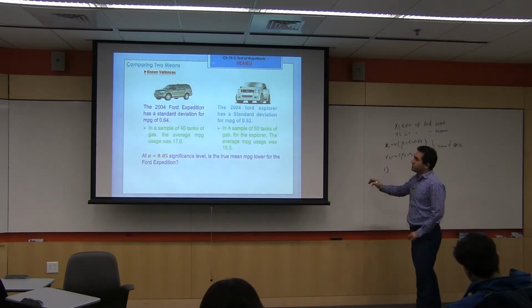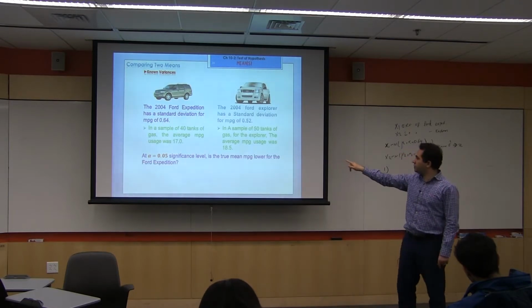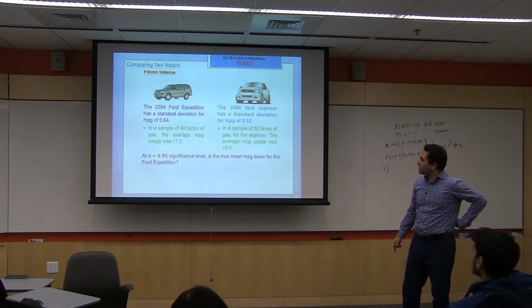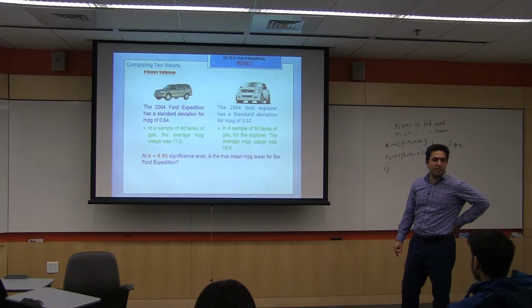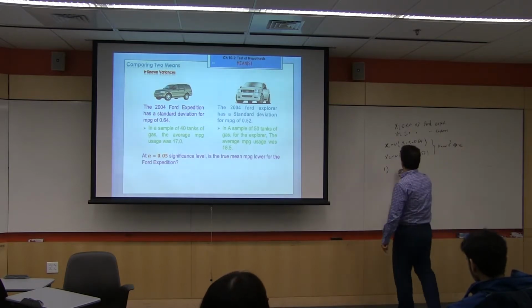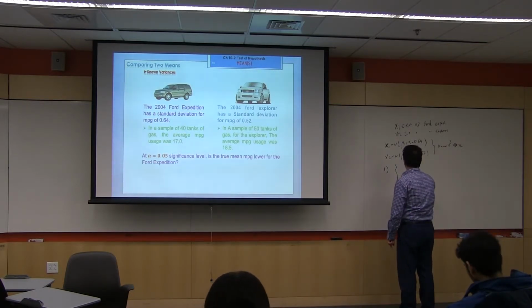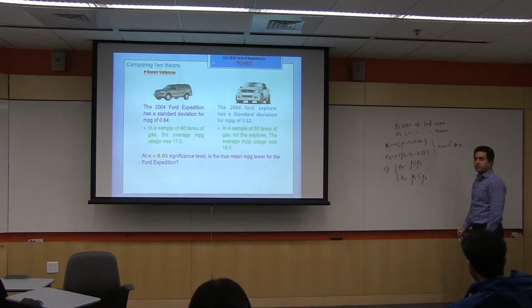First, I want to see whether the true mean of Expedition has a lower mean compared to the Explorer. So this is my concern. I put it into my alternative. I'm saying what? Mu1 is less than mu2, and mu1 more than mu2 goes to the top.